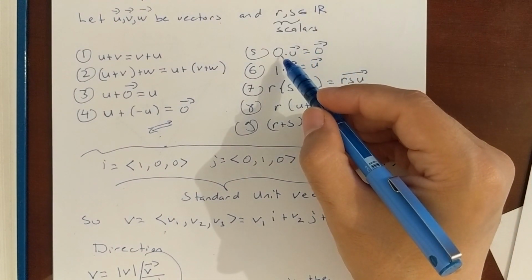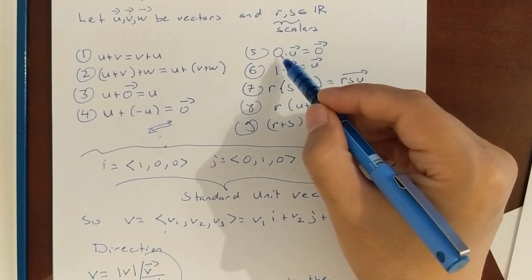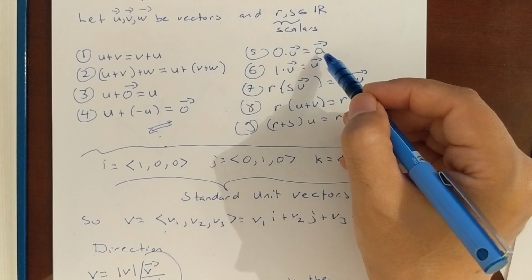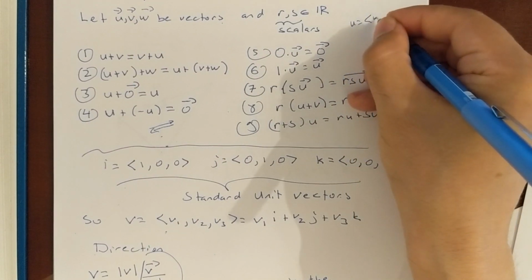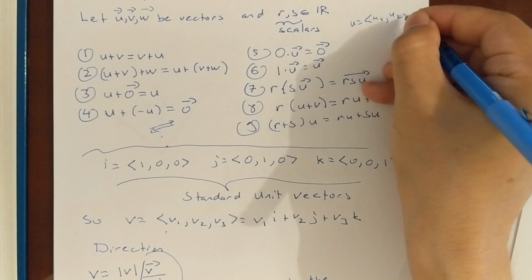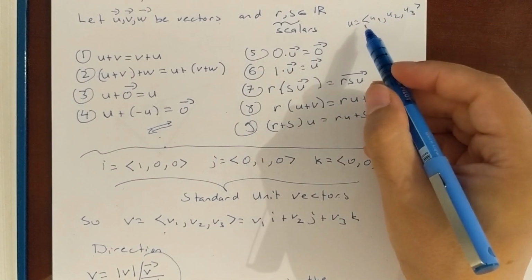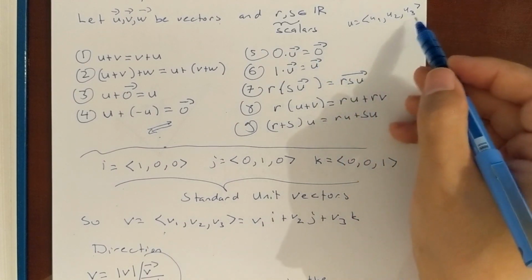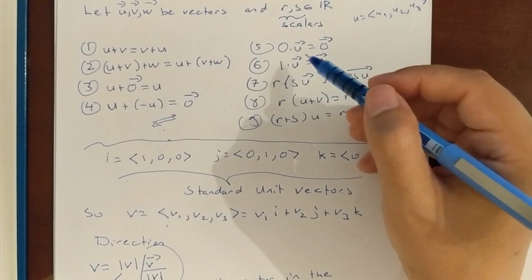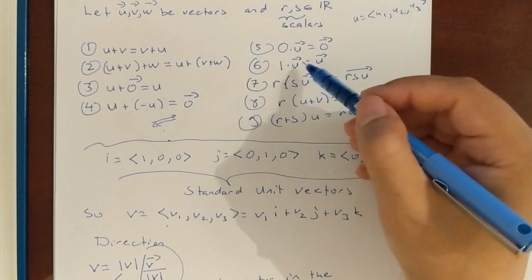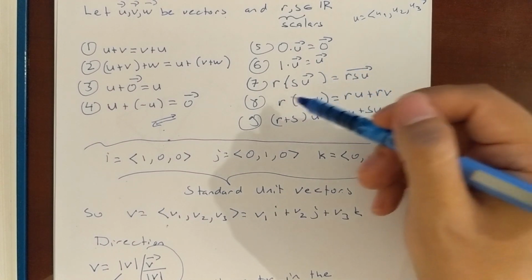Now here, this 0 is a scalar 0. It's not the 0 vector. If you multiply any vector by the number 0, you get the 0 vector back. Why? Because if your u is equal to u1, u2, u3, right? If I multiply every single one of those coordinates by the number 0, I'm just going to get 0, 0, 0, which is the 0 vector. Finally, 1 times a vector, multiplying a vector by 1 just gives itself back.